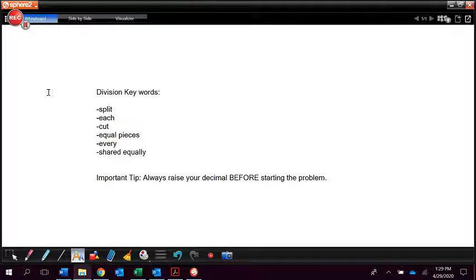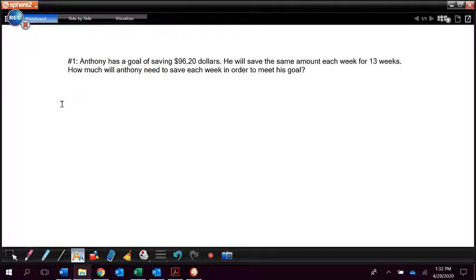So again, make sure you do write everything that is on the screen right now. If you need to press pause, go ahead and do so you can finish writing. And then I'm going to go ahead and write the problem. Alright, so here we have problem number 1. I am going to read it. Make sure you do write this in your paper.